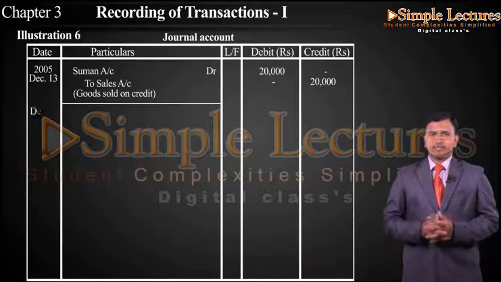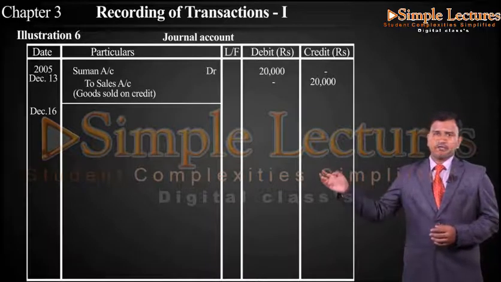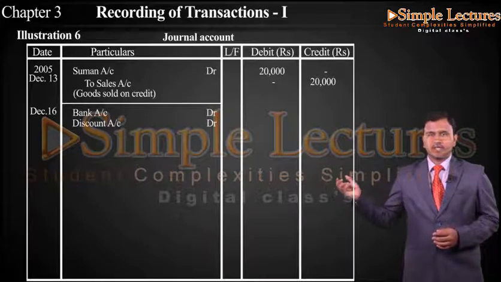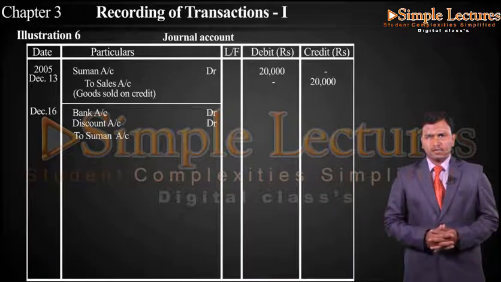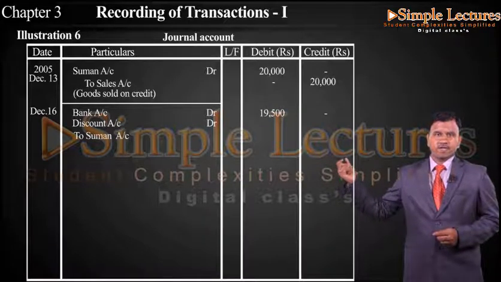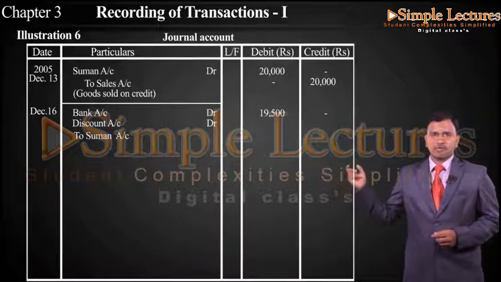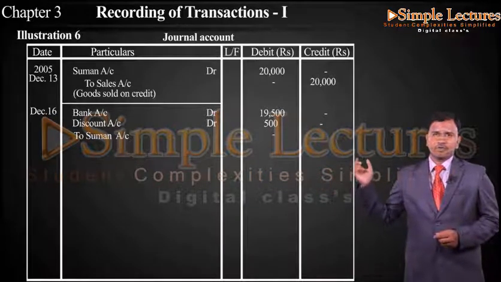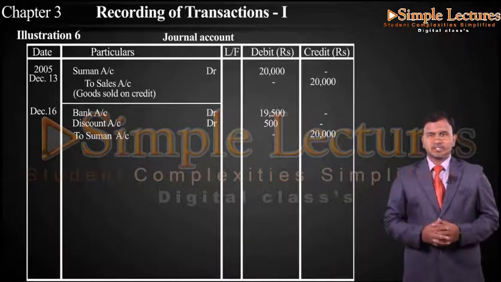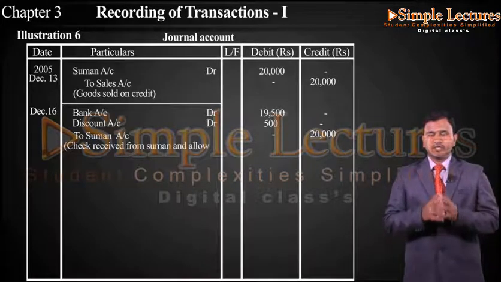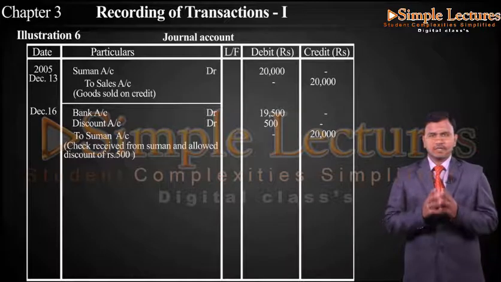The date will be December 16th and the entry will be: Bank account debtor, discount account debtor to Suman account. Bank account debtor in debit column 19,500, discount account debtor in debit column 500, to Suman account in credit column 20,000. Narration: being check received from Suman and allowed a discount of rupees 500.